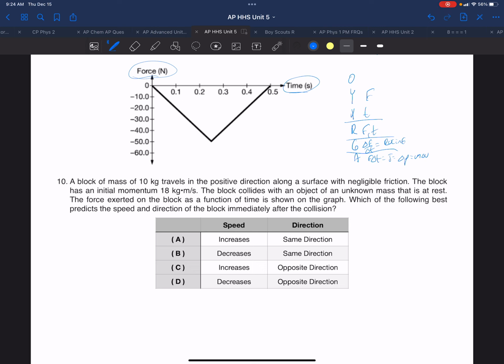So we're now told that there is a block of 10 kilograms, moving in the positive direction with negligible friction. Its initial momentum is 18 kilogram meters per second, and it collides with an object of unknown mass that is at rest. The force exerted on the block as a function of time is shown on the graph.